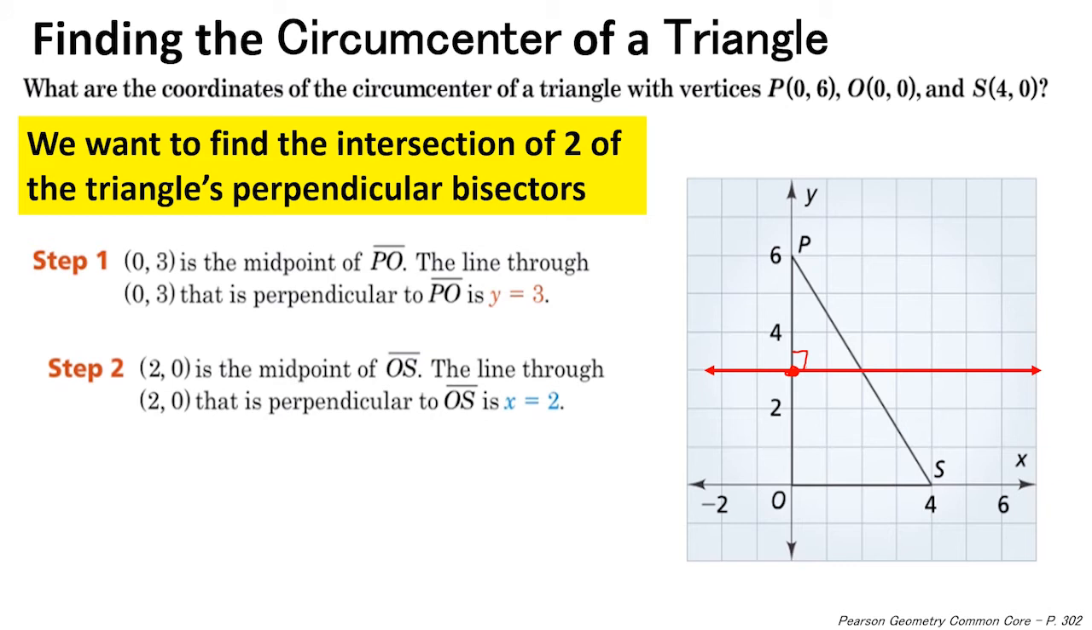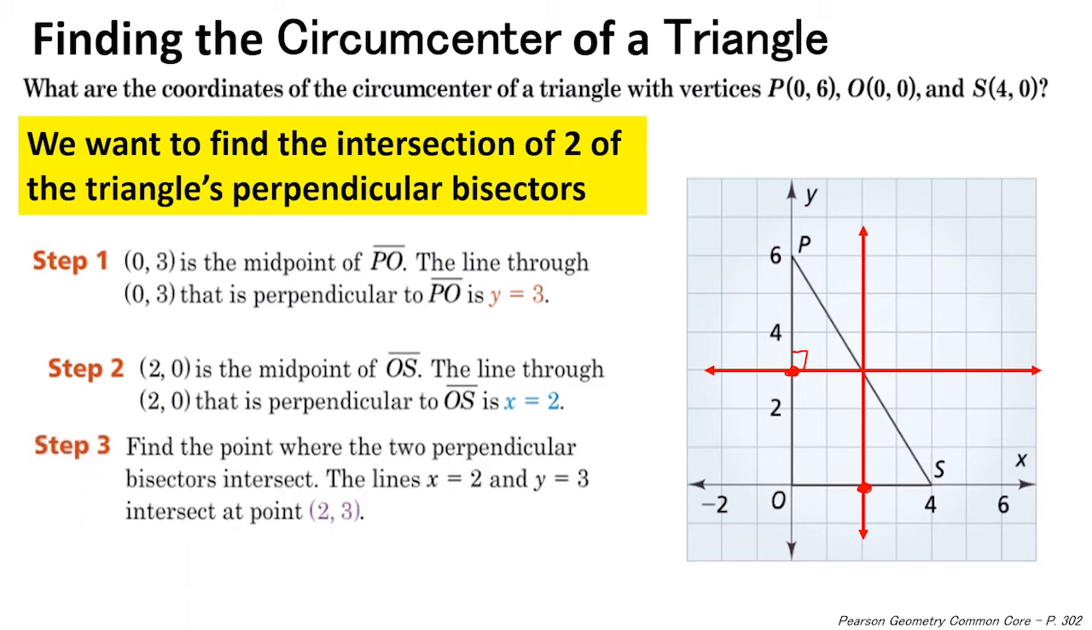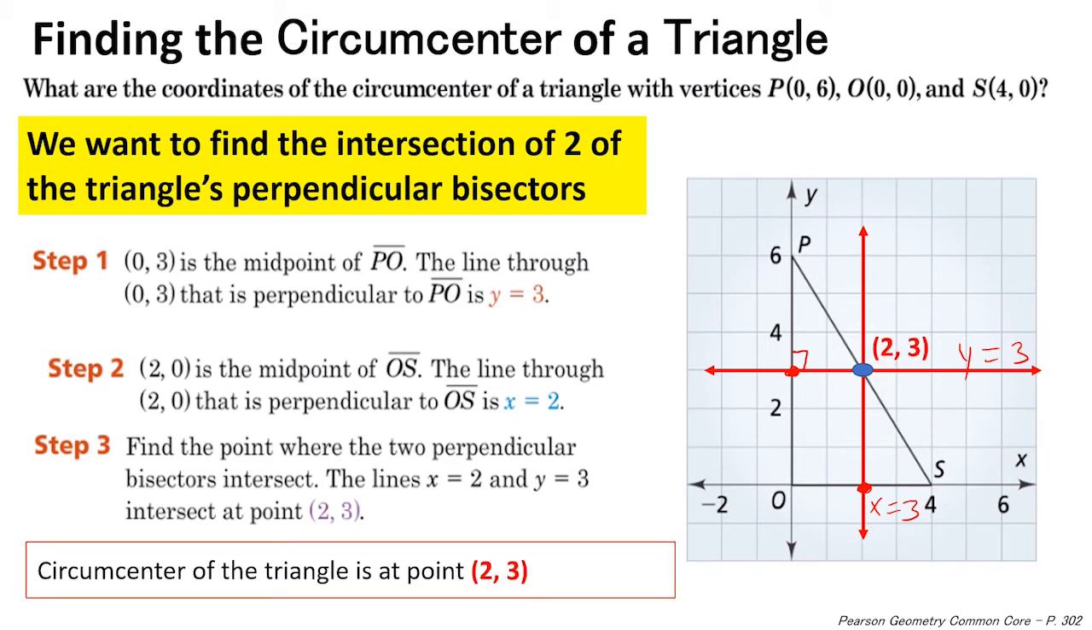Next, (2,0) is the midpoint of OS. OS is 4 units, so the halfway point would be at 2. We can draw a line there, and that would be x equals 2. Then we just want to find the point where the perpendicular bisectors intersect. I'm going to label these lines, y equals 3 and x equals 2. They intersect right here at the ordered pair (2,3). Therefore, the circumcenter of that triangle is at the point (2,3).